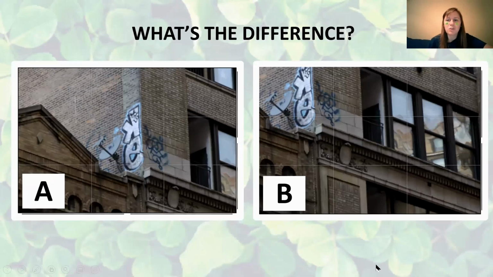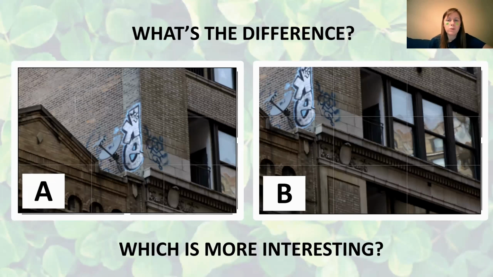All right, let's look at these two photos. These are framed very differently. And I want you to think about what's the difference in these two. Which one is more interesting to you? Neither of these are particularly interesting. There's not a ton going on, but I would say our eyes are first drawn to the white part because it's light colored, and that white part moves in each one.